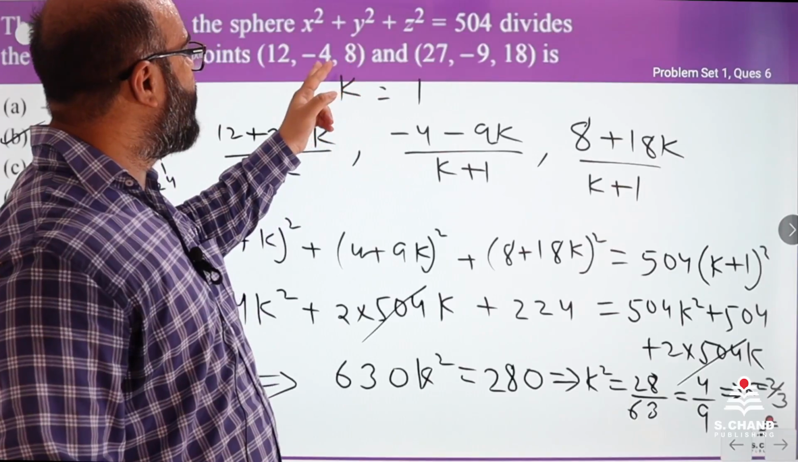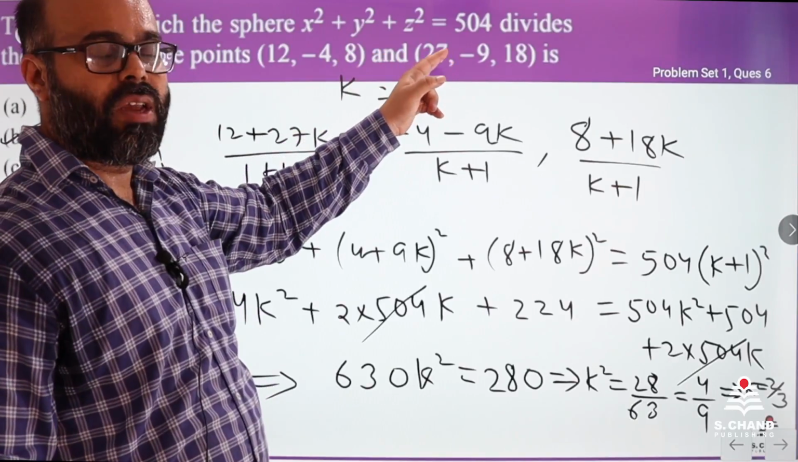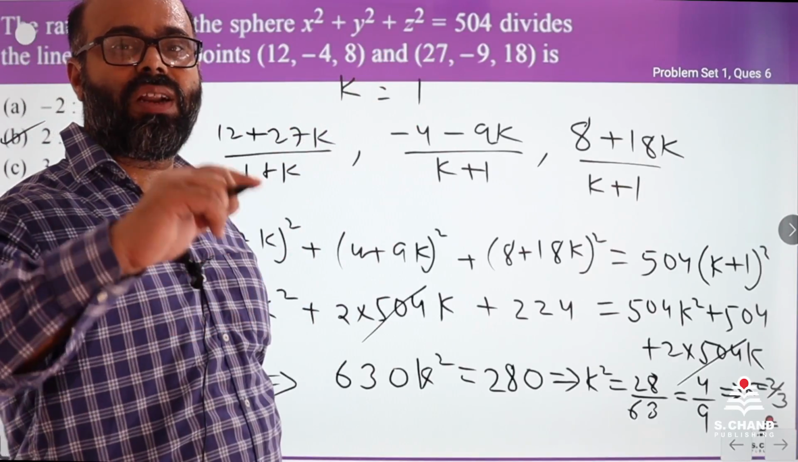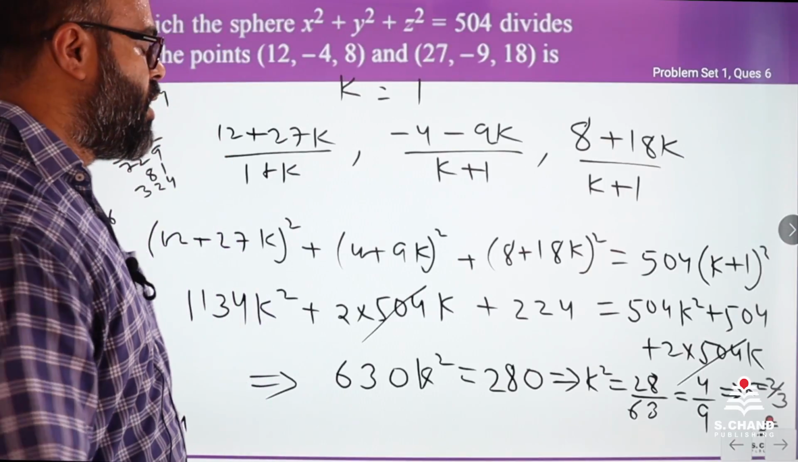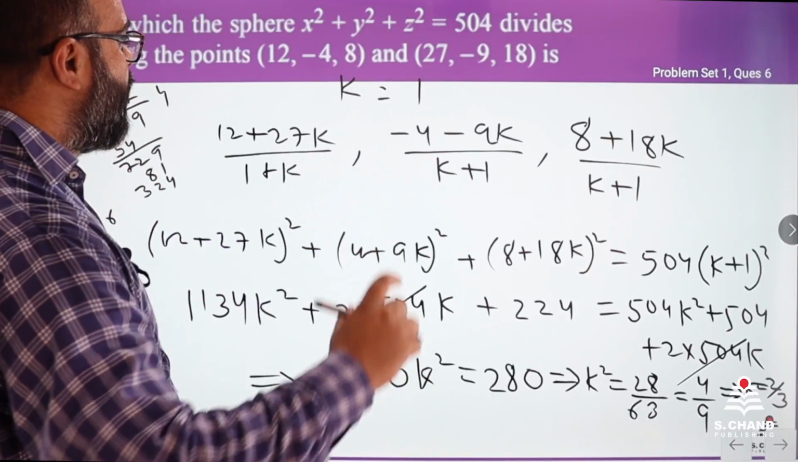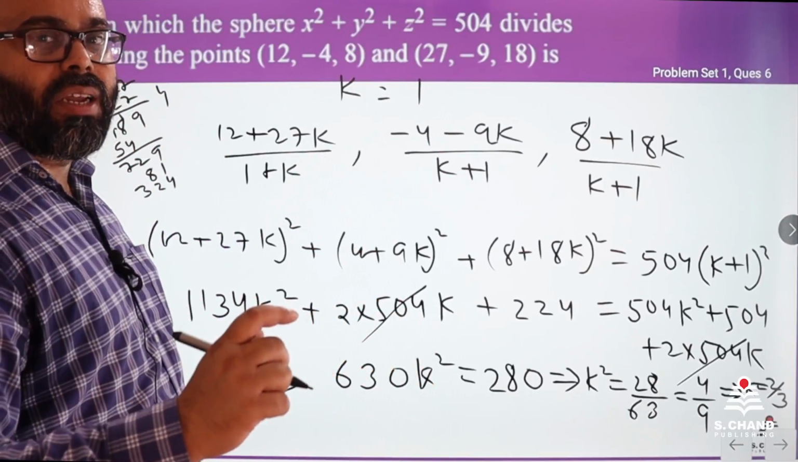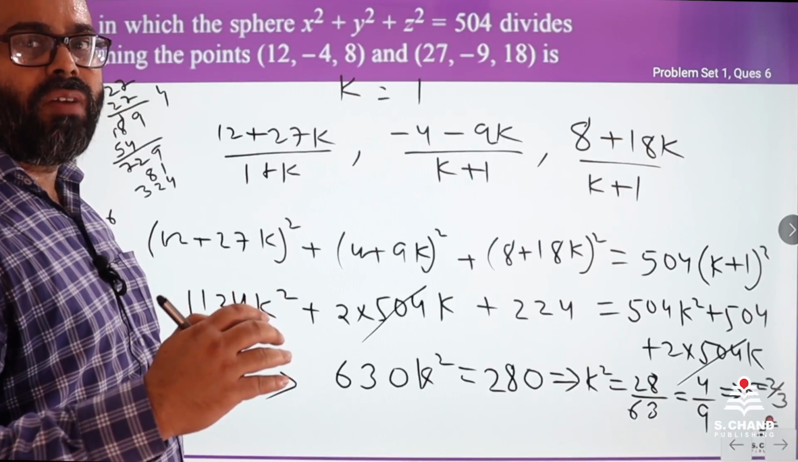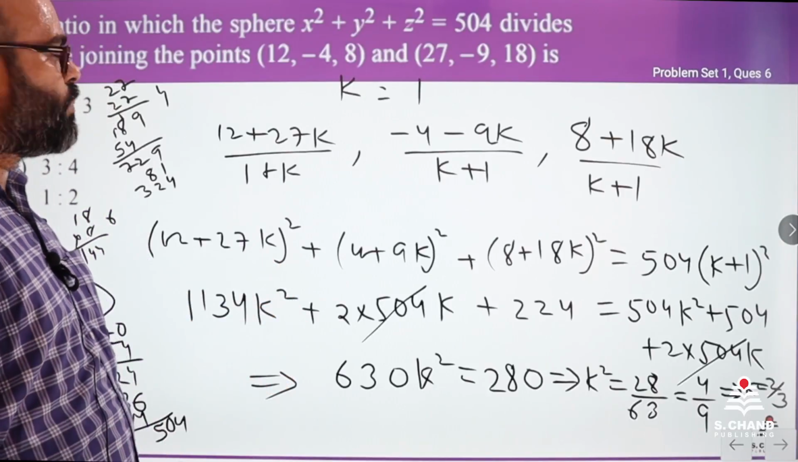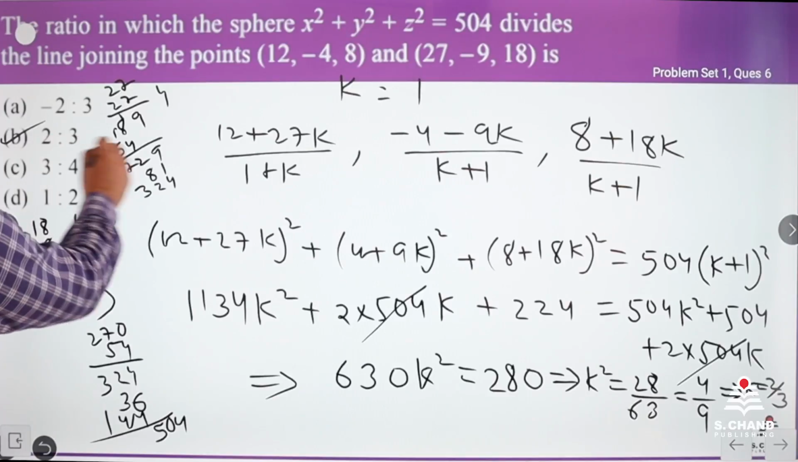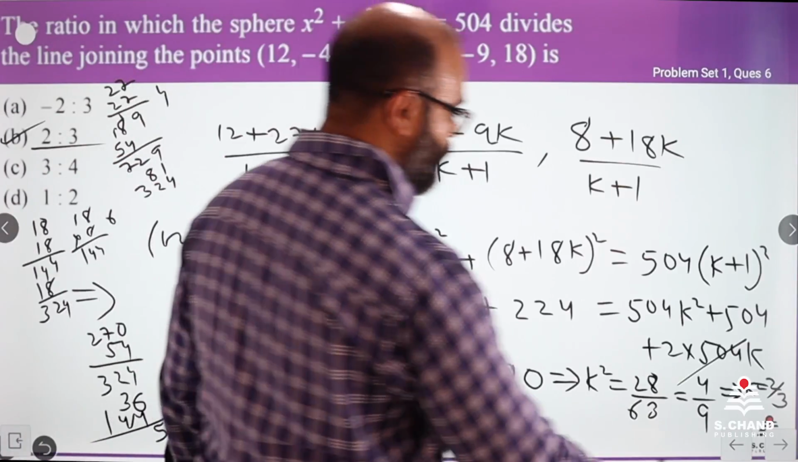So S1 is negative for this and positive for this. It means one point is inside the sphere, another point is outside the sphere. So this is the internal bisector. It is a section formula, which is an internal section formula. So it is 2:3, which is our answer, not -2.